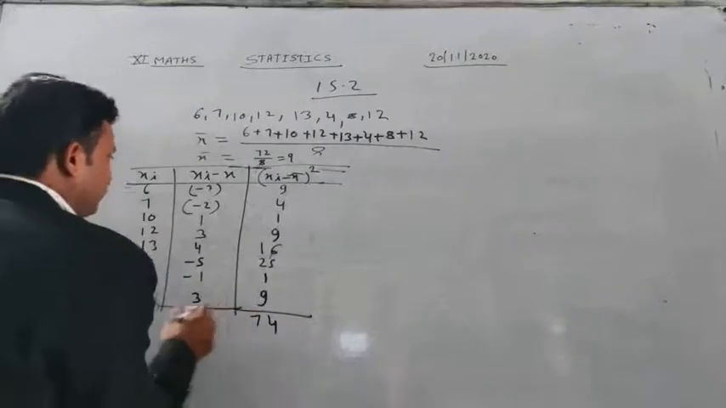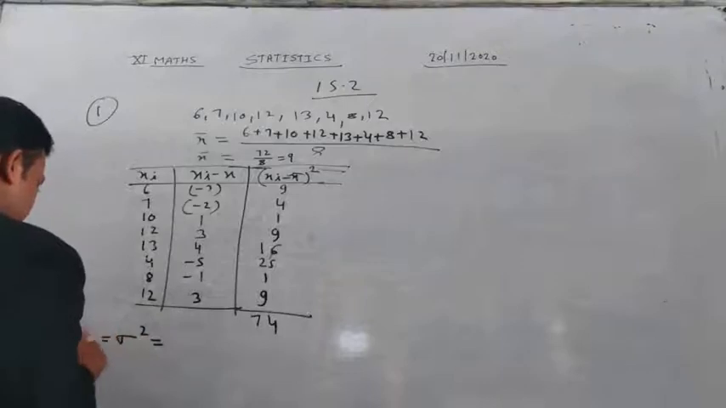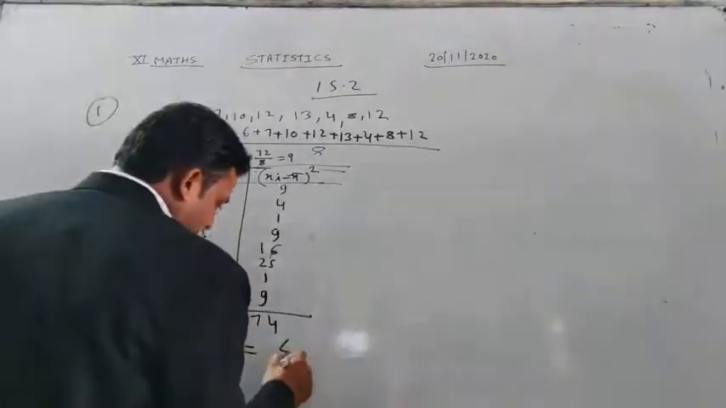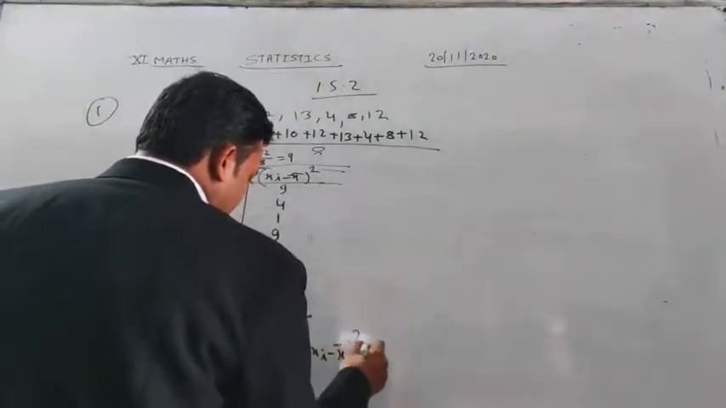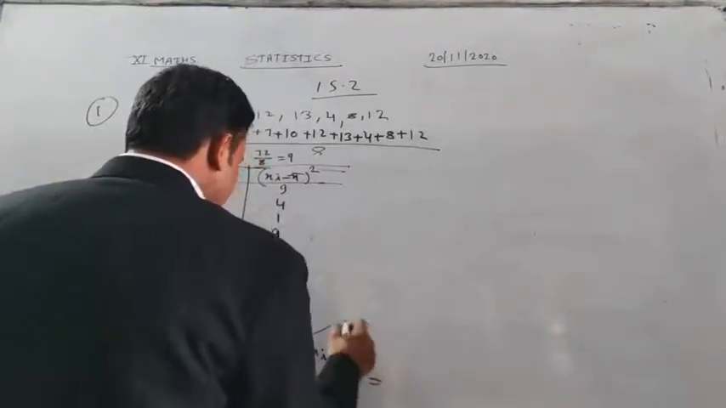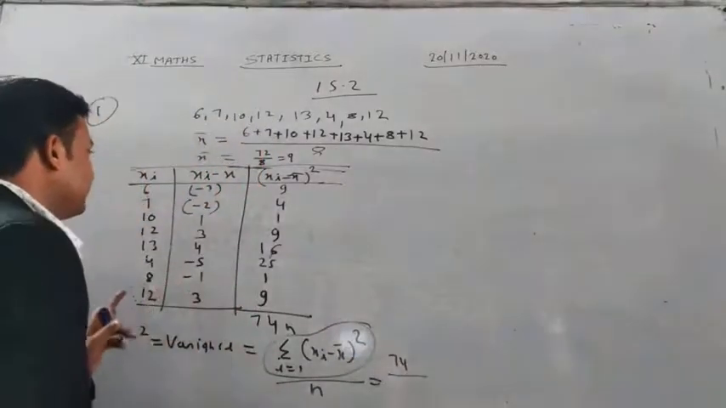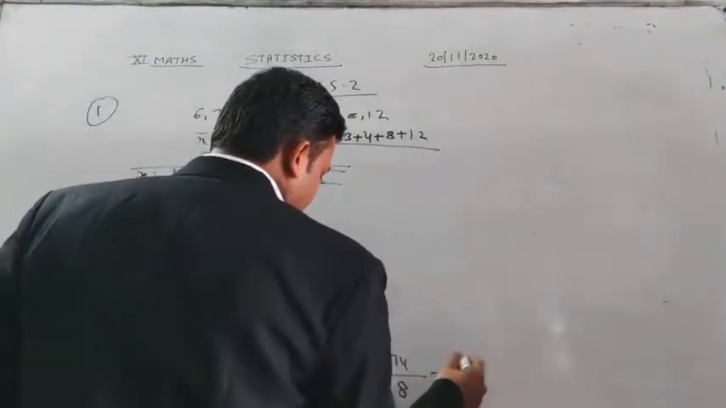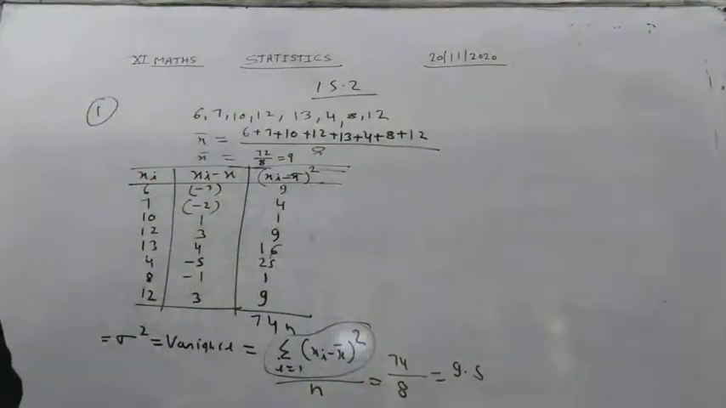Now we have to find out sigma square, which is our variance. And we know the formula: summation i is equal to 1 to n (xi minus x bar) whole square by n. The sum of this term we have found is 74, and our number of terms is 8. So divide this, and 9.25 will be our required variance.